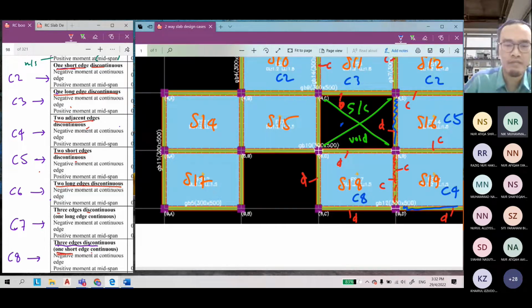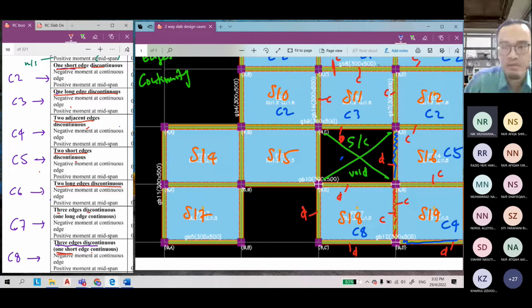And then, how about slab number 15? You have continuous. Case 4, same. Discontinuous. Case number? Continuous. That is S17, not this one. Okay, 15, which case? This is discontinuous, this is also discontinuous. Case number 4, good, because you have two adjacent edges discontinuous. Case number 4.